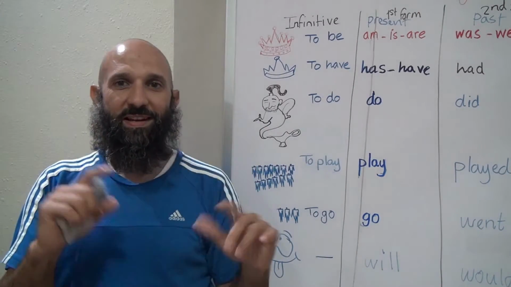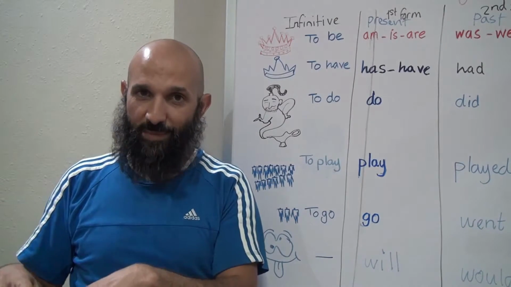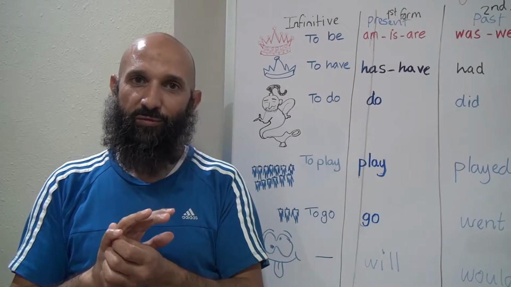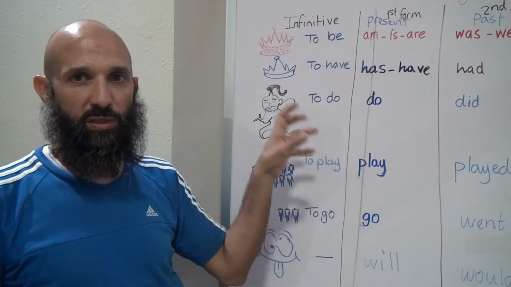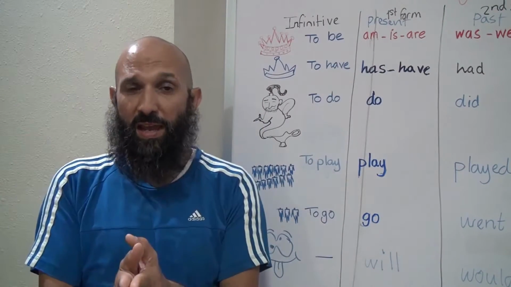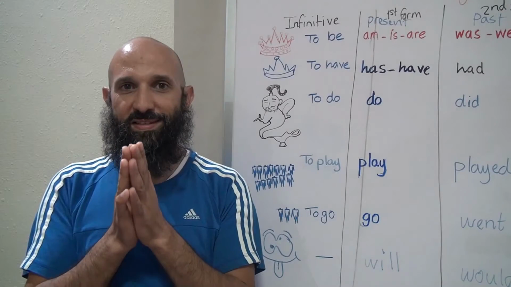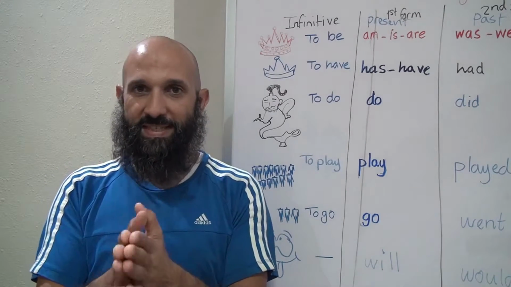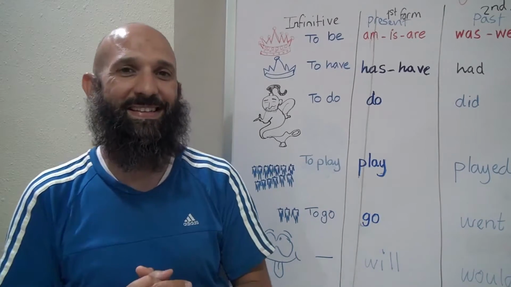So let's talk about what we have covered so far. I talked about the subject, then moved on to talking about the verb. I talked about all the 12 verbs in English, and today I want to talk to you about the present simple in detail. Alright, let's go.